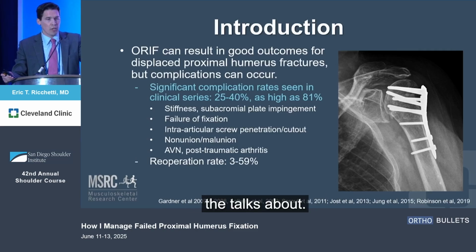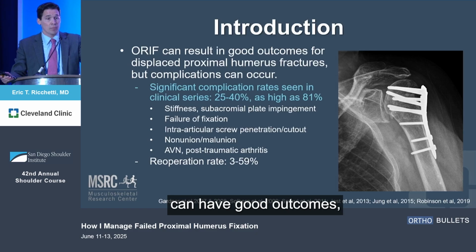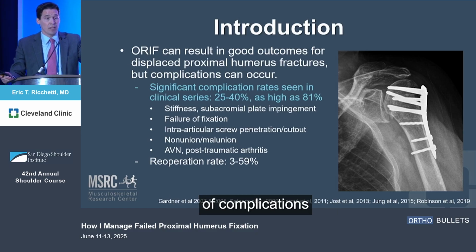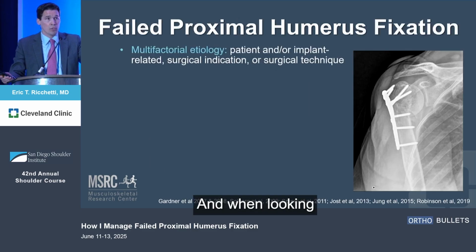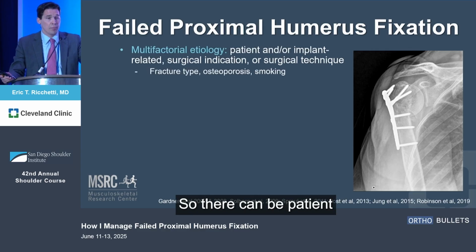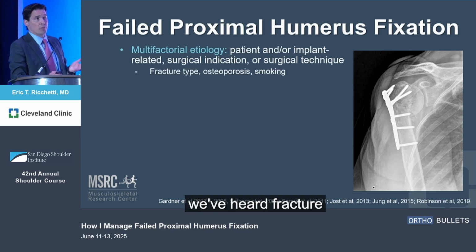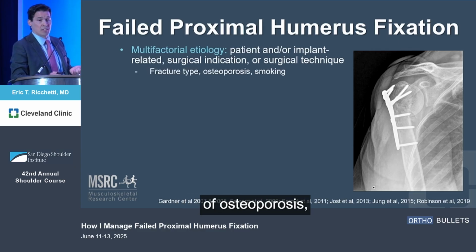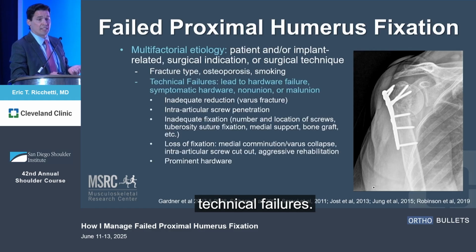So we've heard from the talks that even though ORIF and fixation can have good outcomes, there's a significant rate of complications and reoperation reported in the literature, and you can see all the complications listed here. And when looking at these failed cases, it's often multifactorial, so there can be patient-related factors like we've heard: fracture type, presence of osteoporosis, smoking history, technical failures. John went over this nicely, that can lead to hardware failure, symptomatic hardware, non-union or malunion.